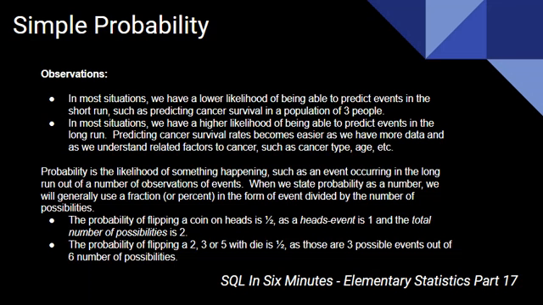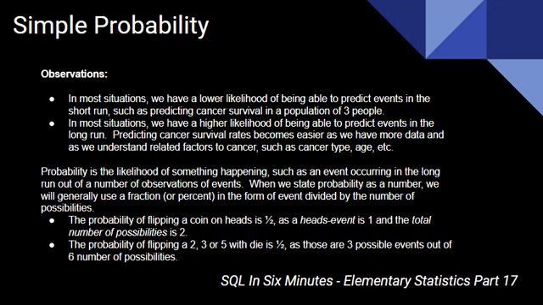So it's just something to consider because it will relate to some of the things we've looked at, like the law of large numbers, etc. Now, probability in general is the likelihood of something happening, such as an event occurring in the long run out of a number of observations of those events. When we state probability as a number, we generally use a fraction or a percent to represent it.